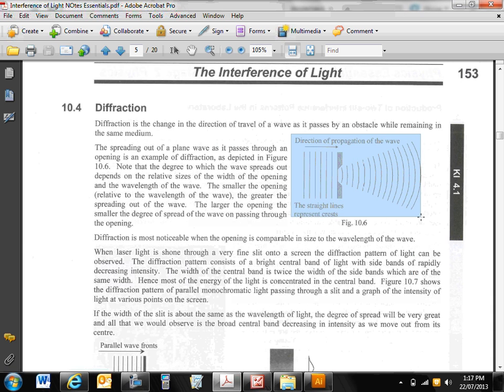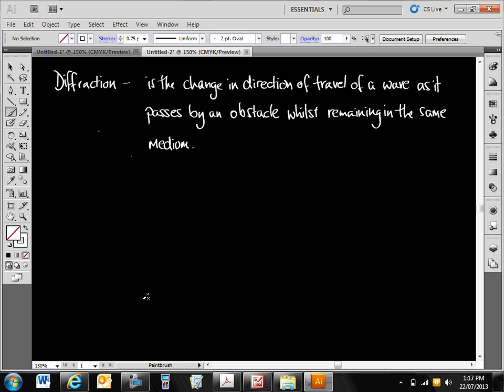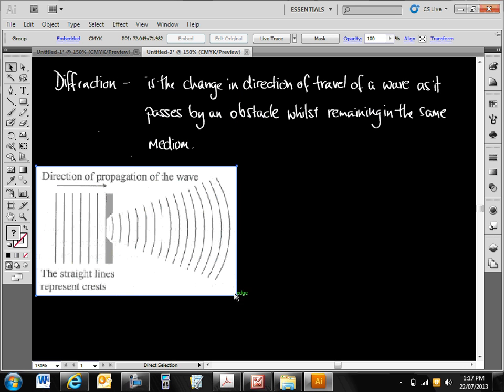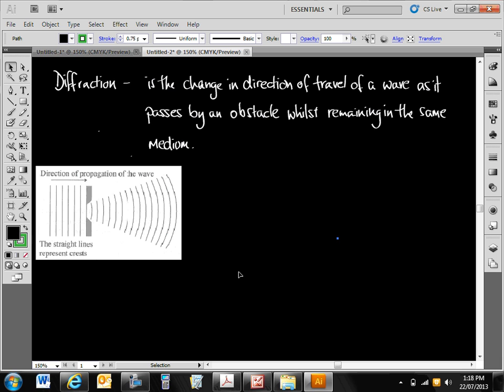I told you I've got to pick up the pace a little bit. Here's an image of what is going on with diffraction. There's an obstacle there, there's a gap. Straight plane wave fronts on the left-hand side, moving to the right. As they pass through that gap, should the gap be approximately the same size as the wavelength of the wave, we get maximum bending occur, bending around the obstacle.